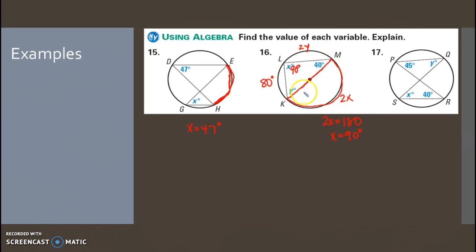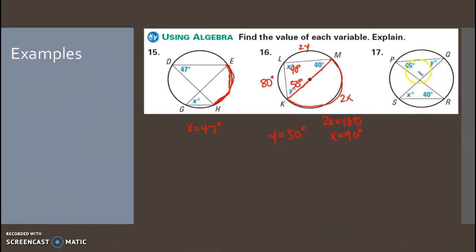And then this is a triangle, so that means that they have to add up to 180 degrees. And so 90 and 40 is 130, and then 180 minus 130 is 50. So that means y equals 50 degrees. And for the last one, I don't know that this is a diameter because it doesn't necessarily cut through the center. It could, but it doesn't tell me that, so we're not going to assume.